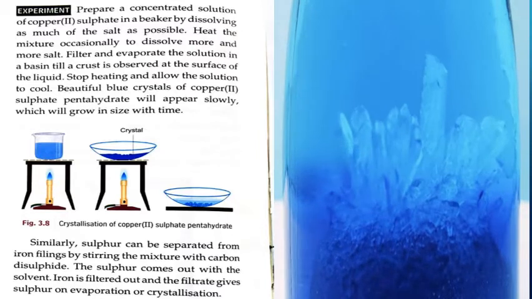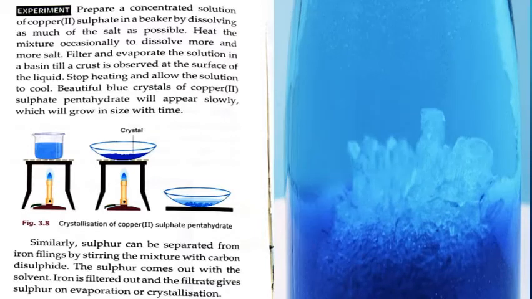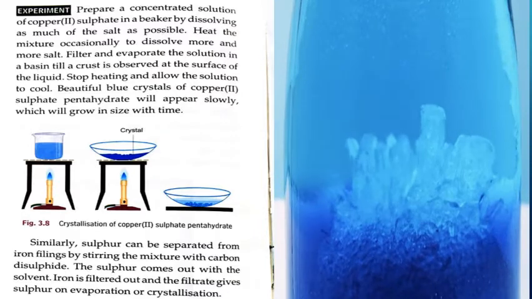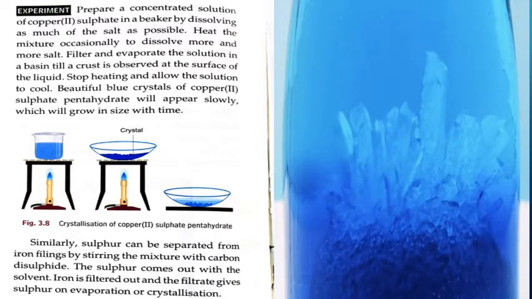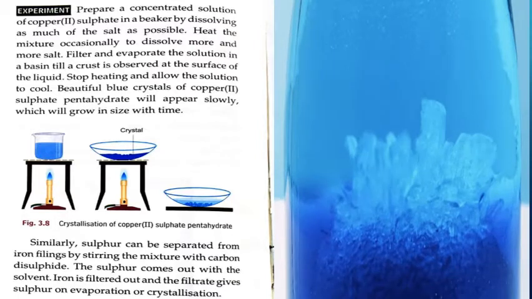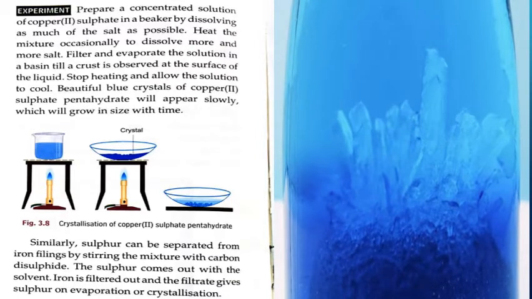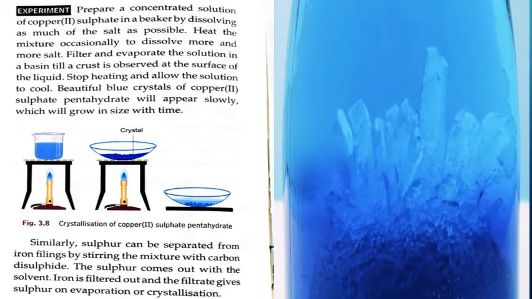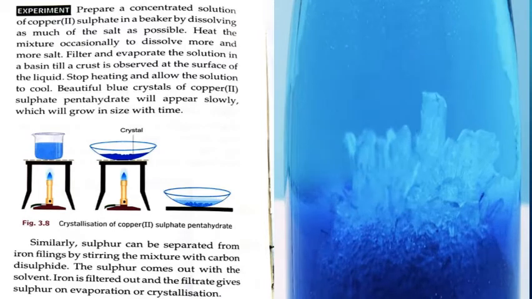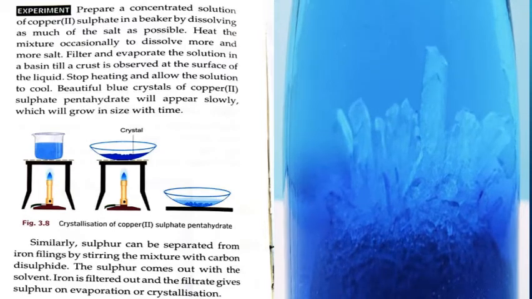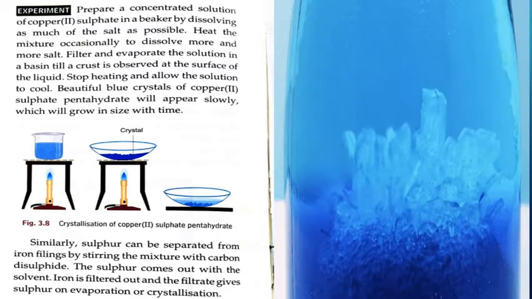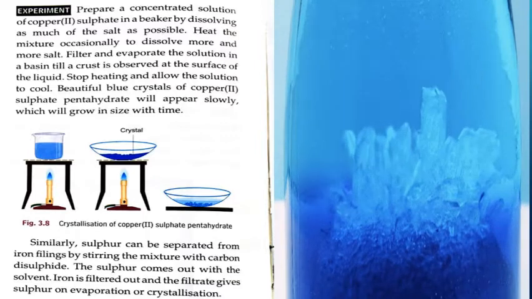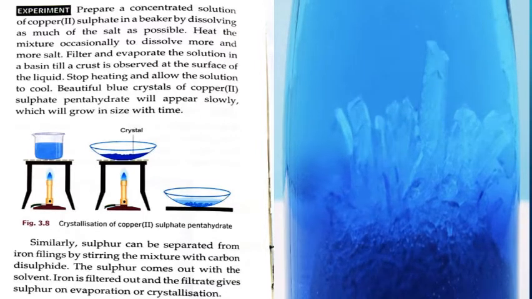Prepare a concentrated solution of copper sulfate in a beaker by dissolving as much of the salt as possible. Heat the mixture occasionally to dissolve more and more salt. Filter and evaporate the solution in a basin till a crust is observed at the surface of the liquid. Stop heating and allow the solution to cool. Beautiful blue crystals of copper sulfate pentahydrate will appear slowly, which will grow in size with time.